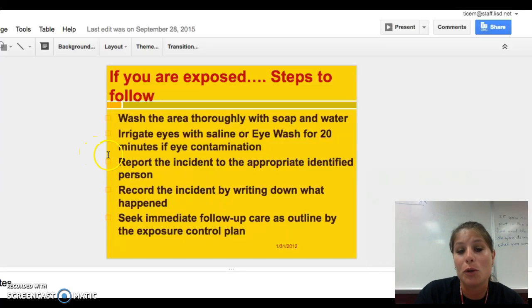All right, you want to report the incident, okay, whether it's to a teacher, to your boss, an administrator, just depends, but make sure you've let somebody else know. Write down what happened, document where you were, how you became infected. And you want to follow that exposure control plan to seek care, going to the doctor, getting tested, figuring out what your next step is.